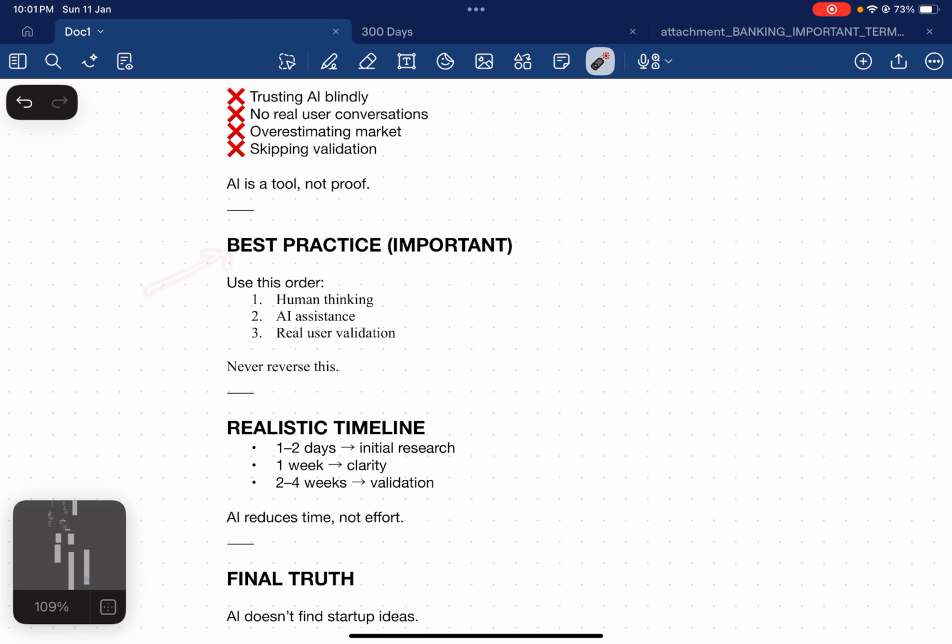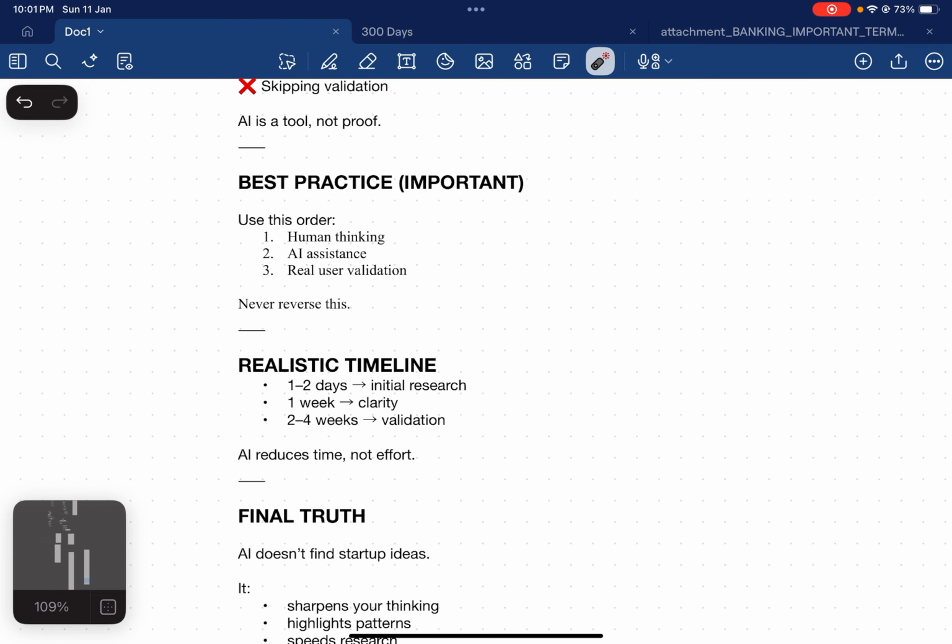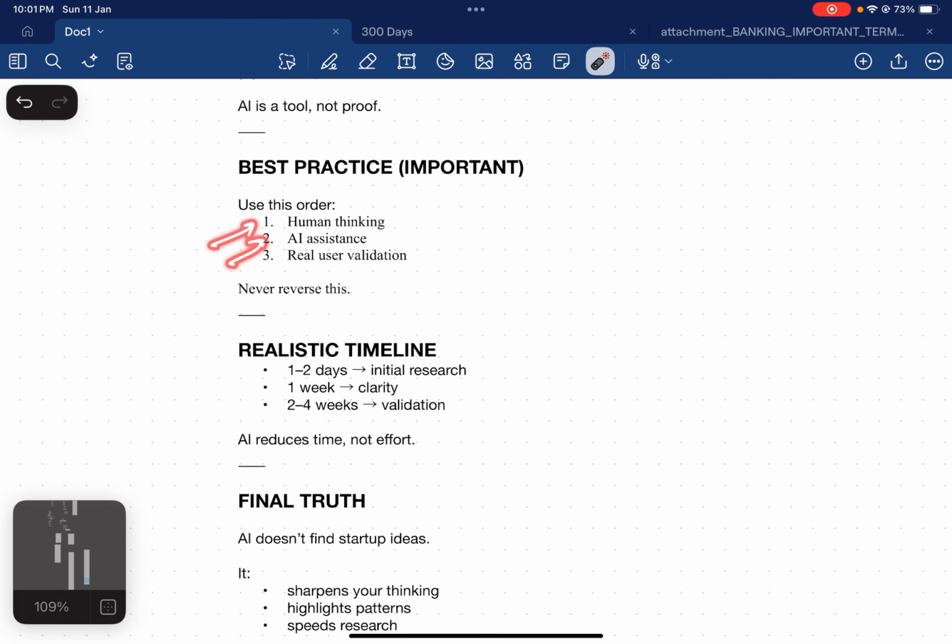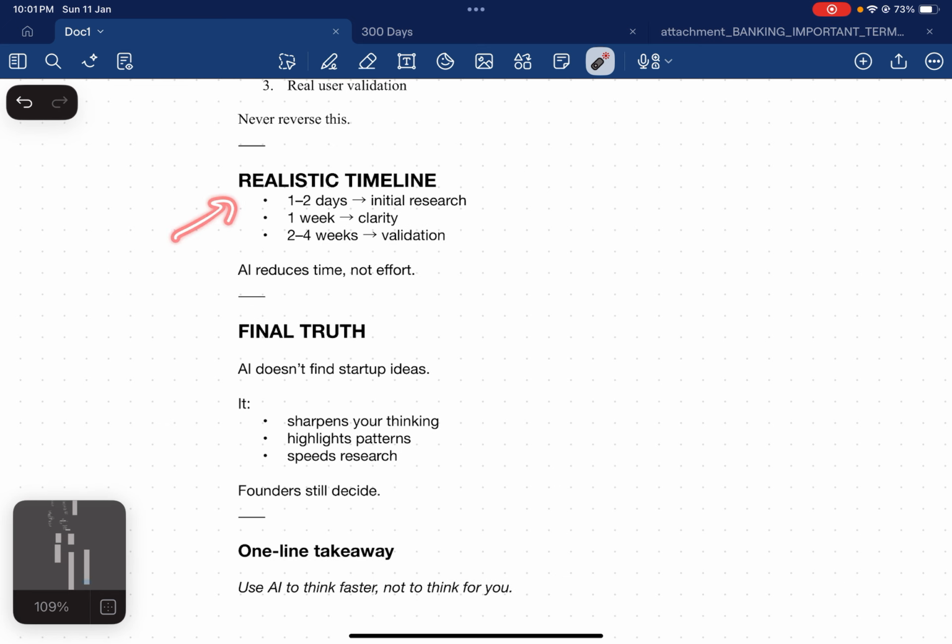So the best approach is to use this order: human thinking, AI assistant, and real user validation. So first human thinking, then AI assistant, then user validation. Okay, so don't reverse this. Now, realistic timeline: 1 to 2 days for initial research. You have to do the basic research from the starting. Then 1 week for clarity. You have to keep the clarity.